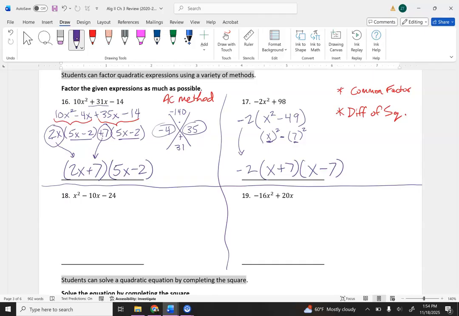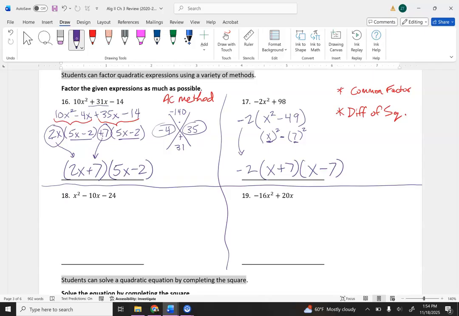All right, let's go on to number 18. First check, is there any common terms, any common factors that we can pull out? 10 and 24 have common factors, but the x squared doesn't. X squared and the 10x have a common x, but the negative 24 doesn't. So common factors is not going to work here. So that means we can jump straight to the number of terms.